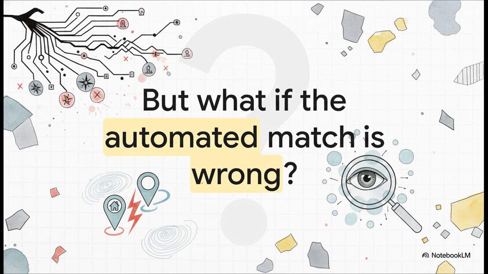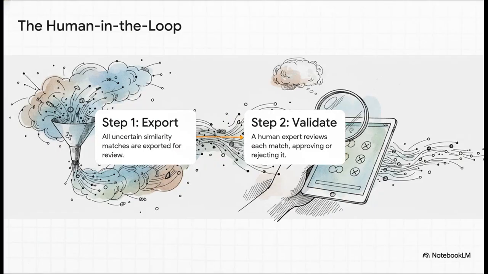But let's be real, it's not perfect. Algorithms can still get confused or make mistakes. So what happens when the computer just isn't sure? Or worse, gets it plain wrong? This is where the human in the loop comes in. It's so important. The system basically says, okay, I'm not 100% on these, and it exports all those uncertain matches. Then a real human expert sits down, reviews each one, and gives it a thumbs up or a thumbs down.